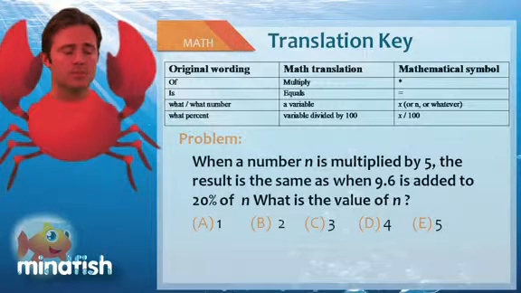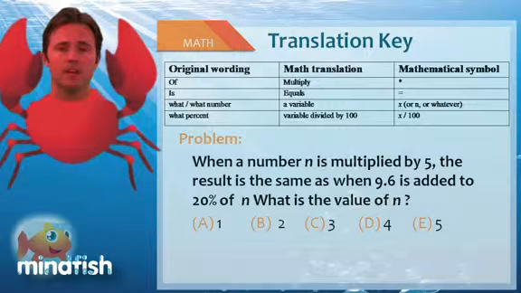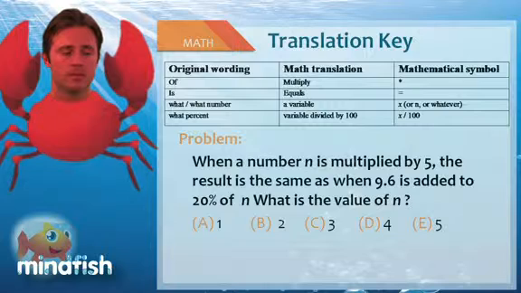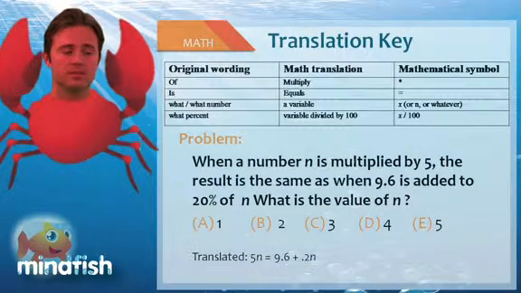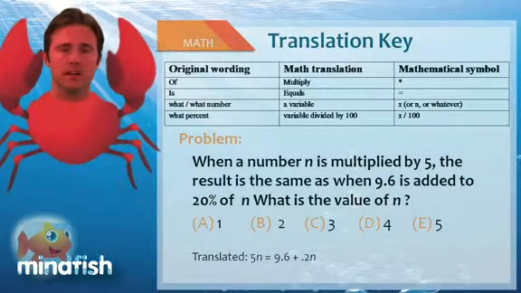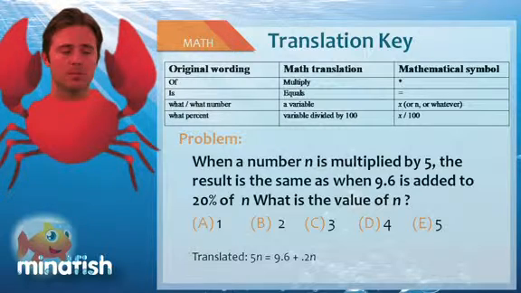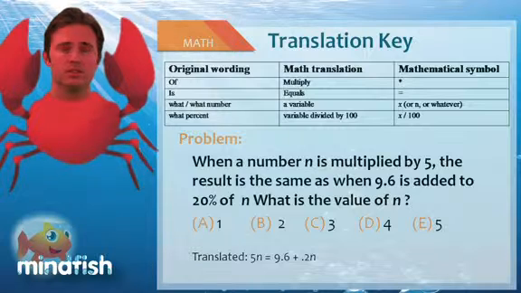When a number n is multiplied by 5, the result is the same as when 9.6 is added to 20% of n. What is the value of n? So when a number n is multiplied by 5, that's 5n. The result is the same. That is the same as equals. 9.6 added to 20% of n would be 9.6 plus 0.2n.